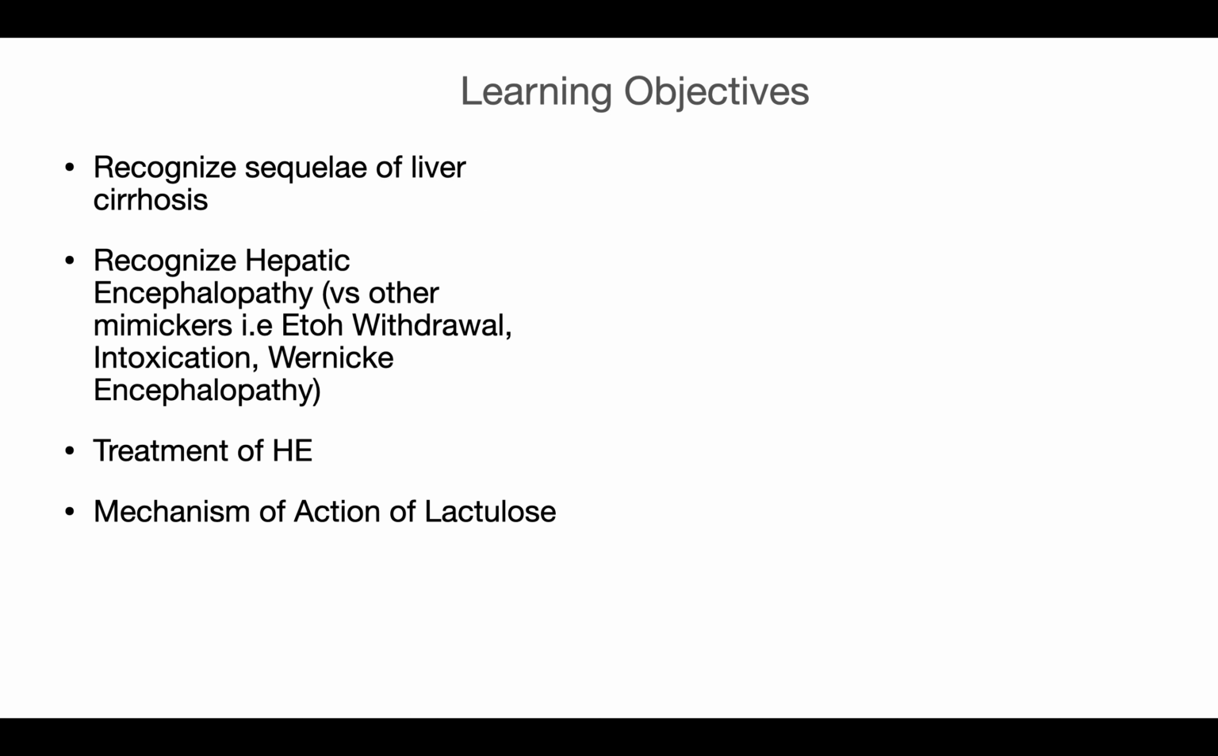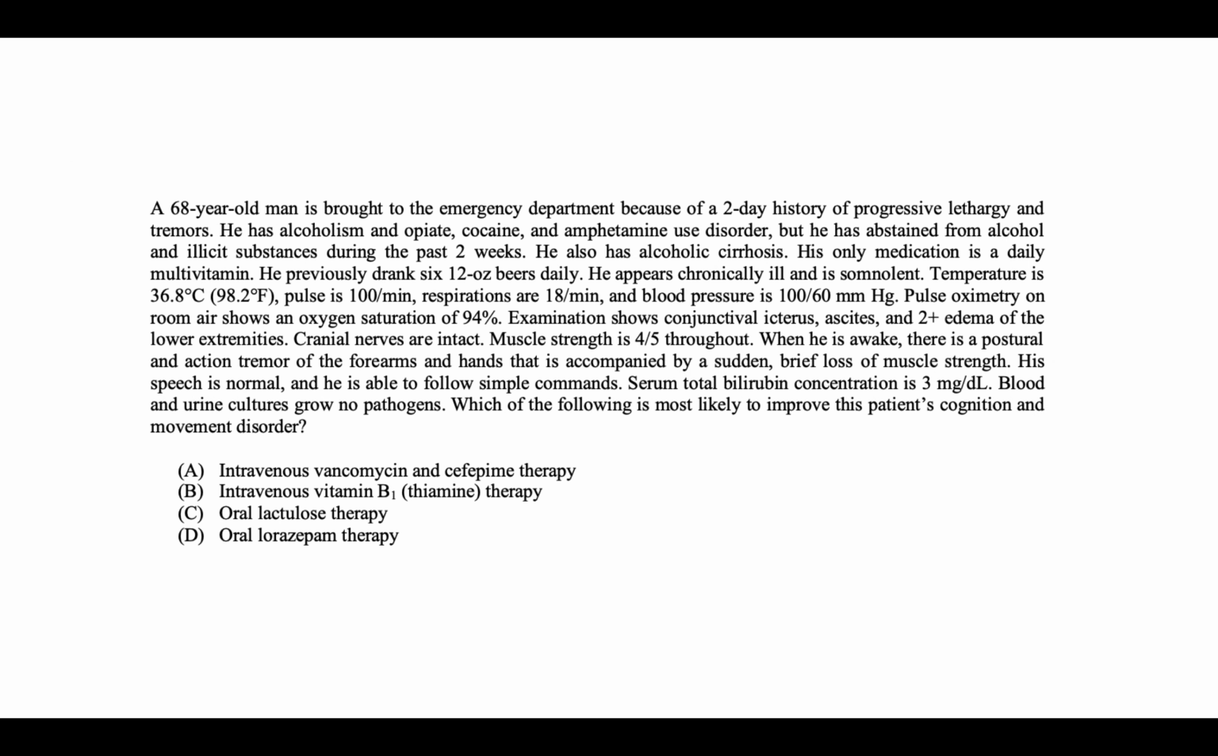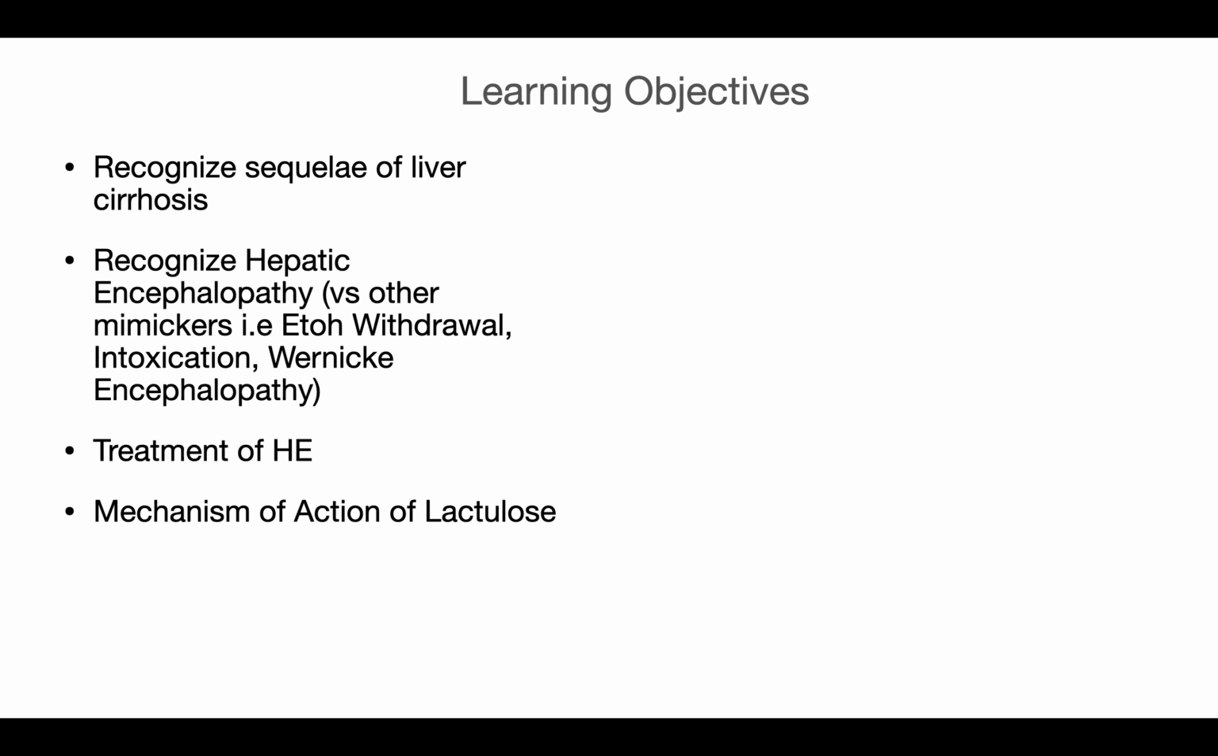So first line treatment is lactulose plus or minus rifaximin. In clinical practice, we're usually doing both. Another way they can ask this is, instead of saying which of the following is most likely to improve this patient's cognition, they say, which of the following is the mechanism of action of the most appropriate therapy. And so on step 2 and step 3, they do ask questions like this.